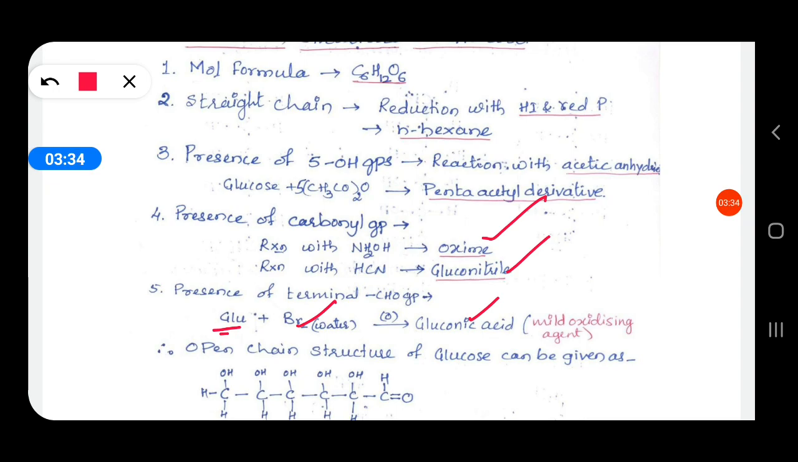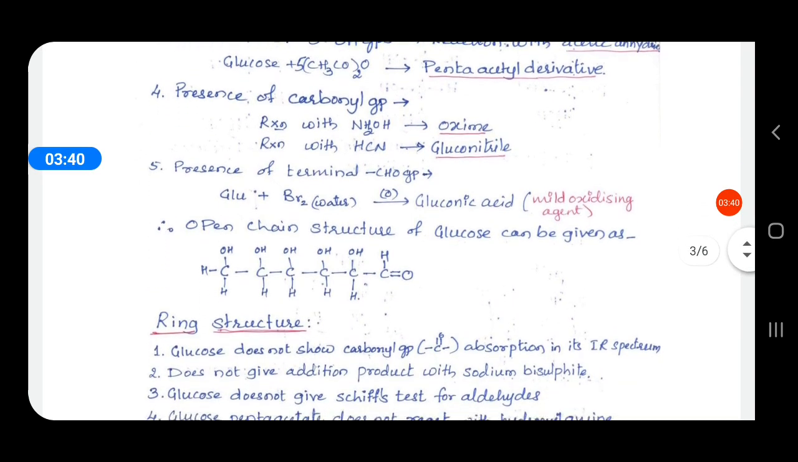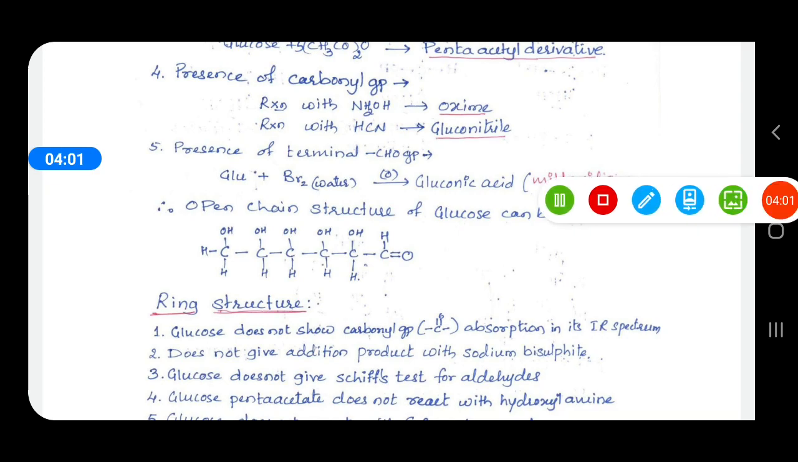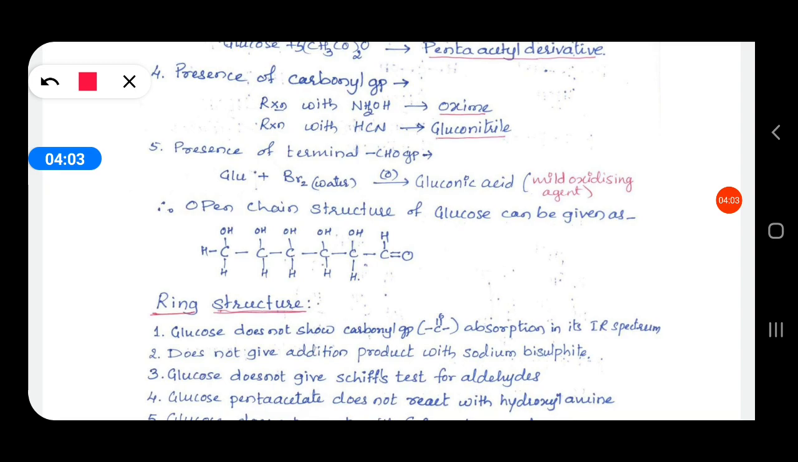Whereas if a ketonic group is present, it won't undergo oxidation with mild oxidizing agents like bromine water; it oxidizes only with strong oxidizing agents. So this reaction, treating with bromine water, undergoes oxidation and gives gluconic acid, which confirms the presence of a terminal CHO group. Depending on this series of reactions, the structure of glucose can be written.